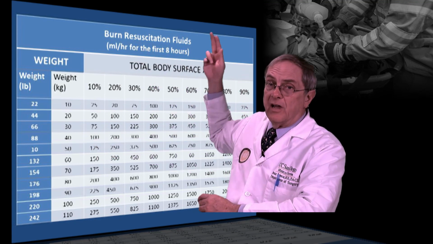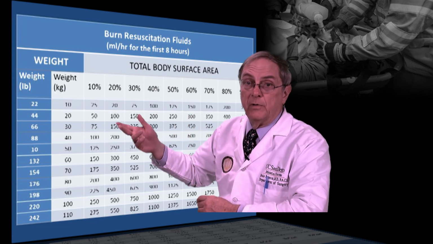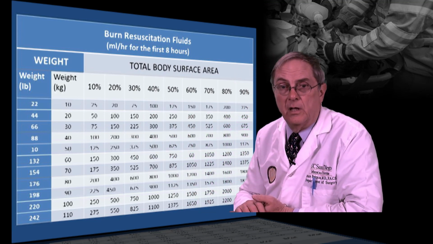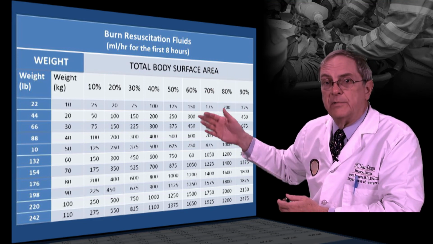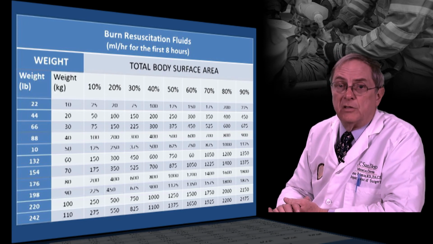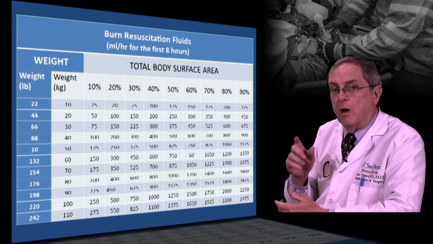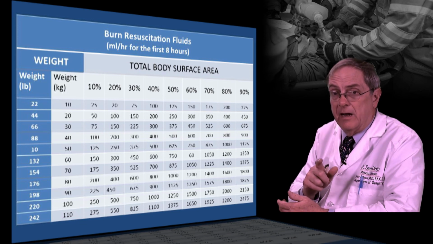If you look across the top here, you see the percent total body surface area that's burned running between 10% and 90%. Round up to the nearest percentage TBSA, likewise round up to the nearest percentage of the nearest weight of the patient. So let's go find our patient here. Our patient was 100 kilograms and had a 50% total body surface area burn.